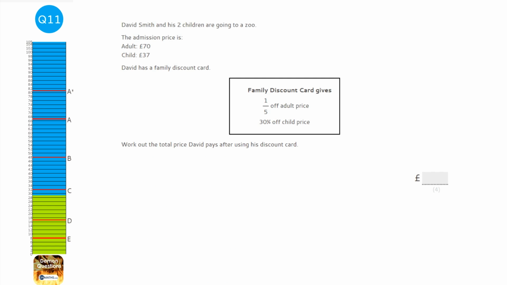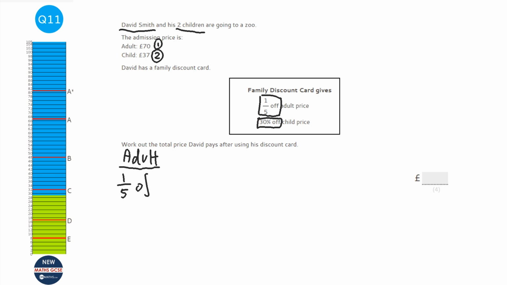Okay, so this question's about an adult and two children. So we've got David Smith and two children. So there's one adult and two children. But the prices shown are not quite right because there's a discount. There's a 5th off adult price and 30% off the child price. So let's work out the adult price first. So a 5th off. Well, first of all, let's work out a 5th of £70.